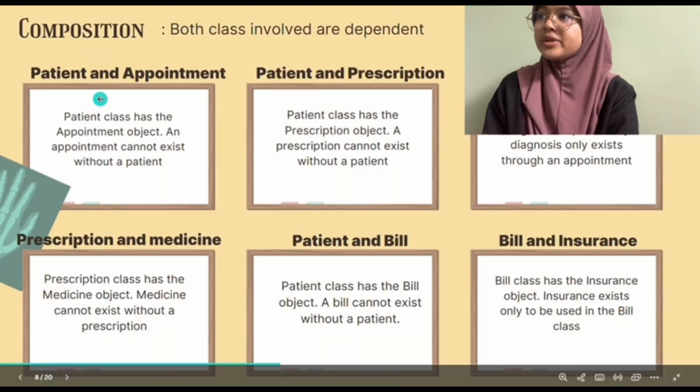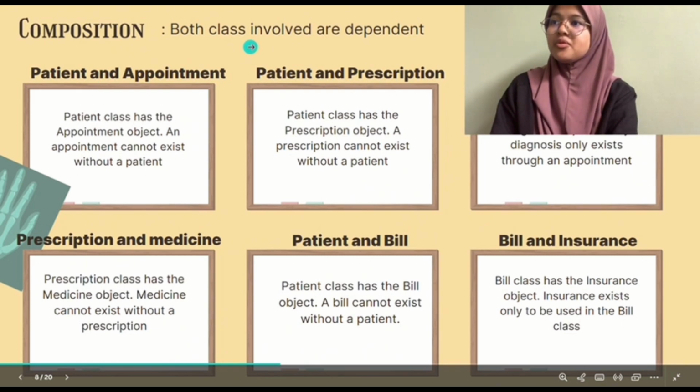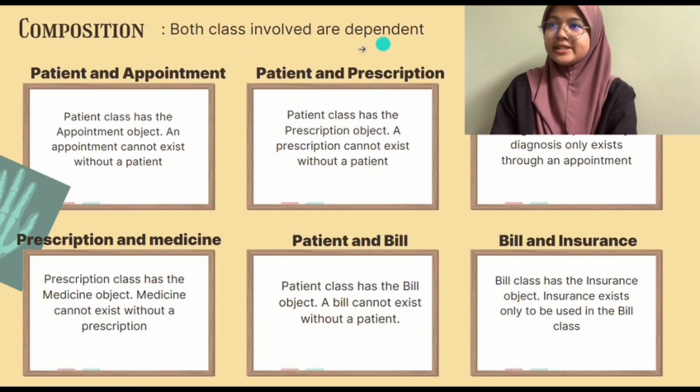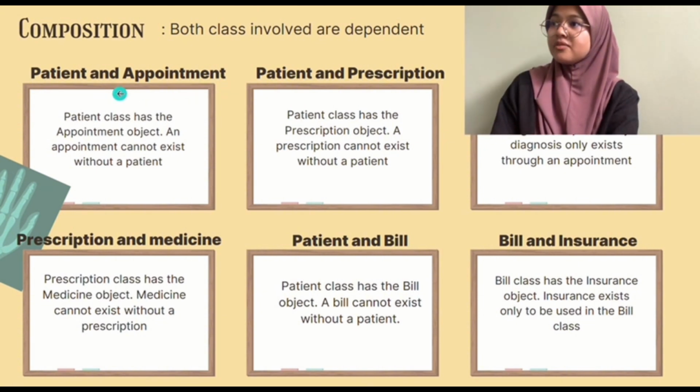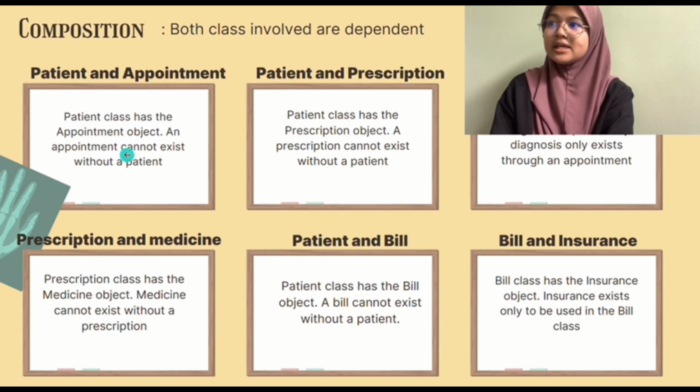Next, we have composition, in which both classes involved are dependent. So we have 6 relationships. First, patient and appointment. Patient class has the appointment object, and appointment cannot exist without a patient. Next, patient and prescription. Patient class has the prescription object. A prescription cannot exist without a patient. Third, appointment class has the diagnosis object. Every diagnosis only exists through an appointment.